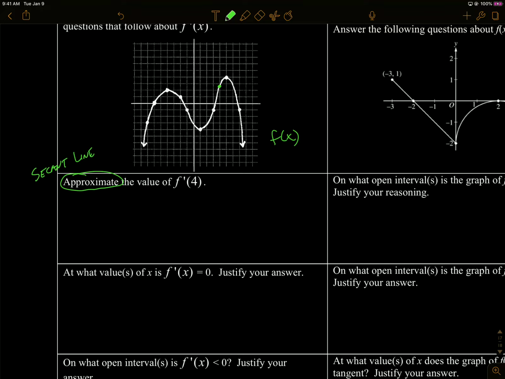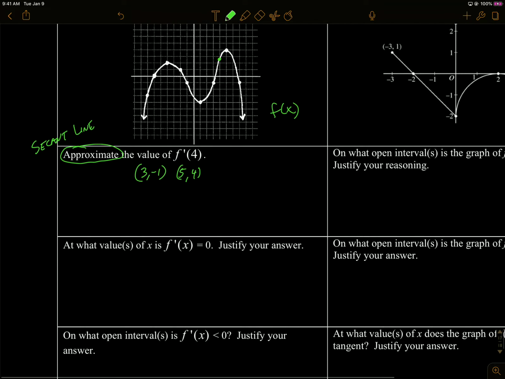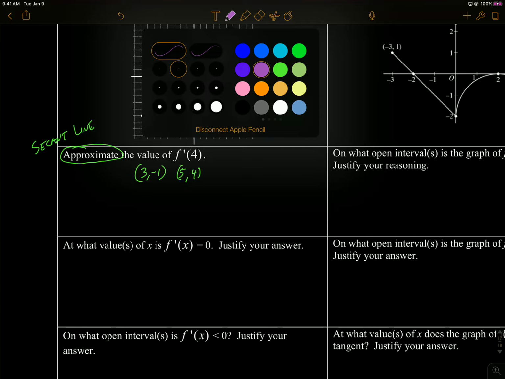But we do have other points on the graph on either side of it. So we're going to use the point (3, -1) and the point (5, 4) to approximate the slope of the tangent line by doing the slope of the secant line of the points on either side. So if I kind of draw this in, that's the slope of our tangent line. If I draw the secant line, you can tell for this graph, the slope of that purple secant line is going to be a pretty good approximation for the slope of the tangent line.